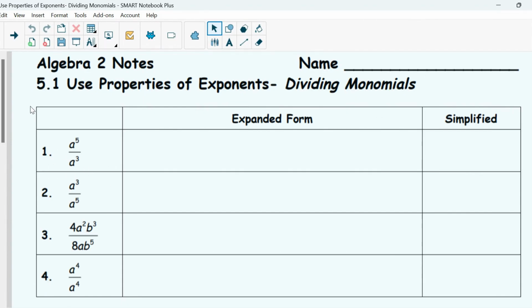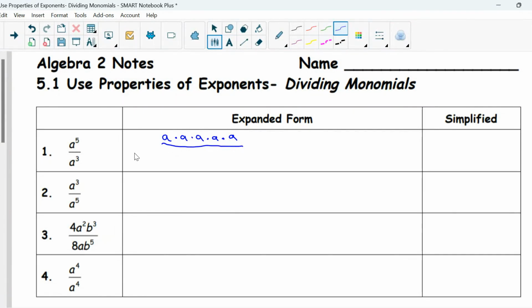So in my first example here, I have a to the fifth power over a to the third power. If we were to write this in expanded form, we can write this as one big fraction. A to the fifth power is multiplying a by itself 5 times. So we have a times a times a times a times a, all over a to the third: a times a times a. Okay? Once we have a fraction here, you guys can notice that we can do some canceling.